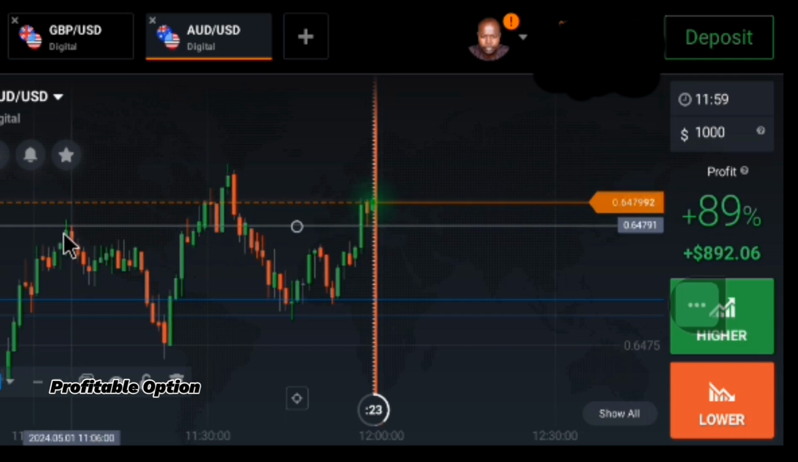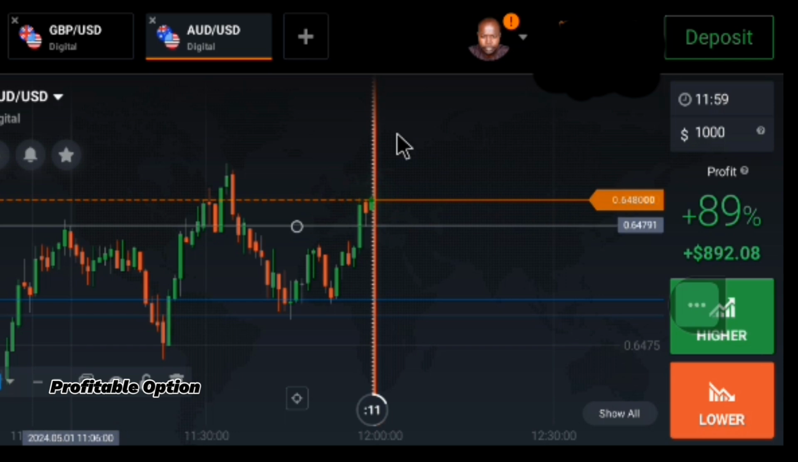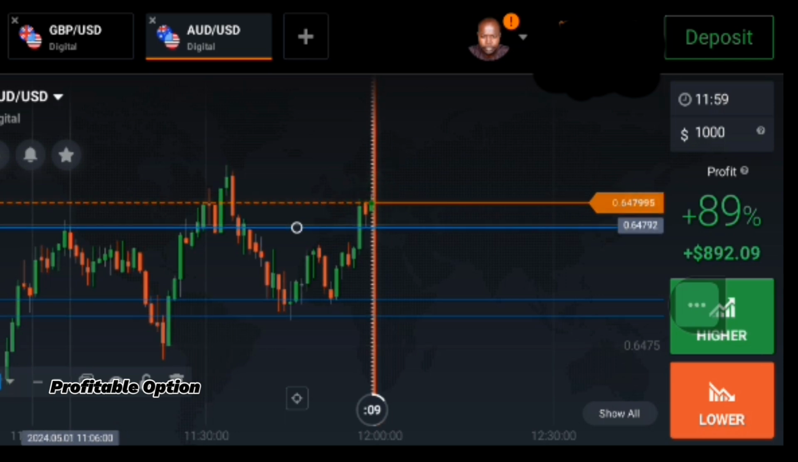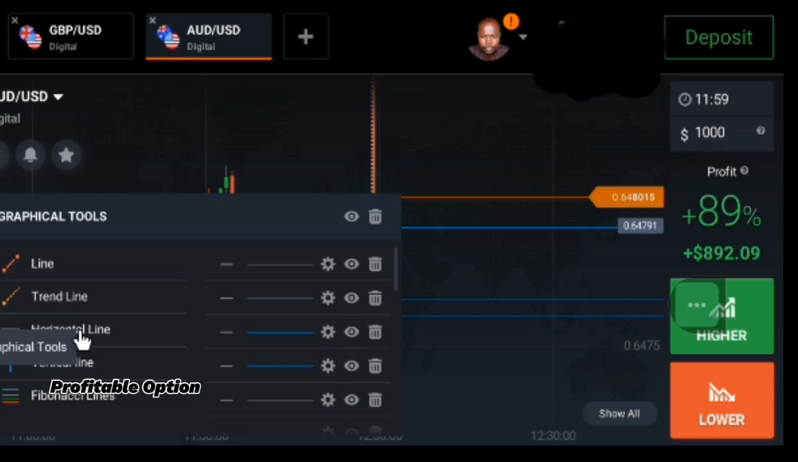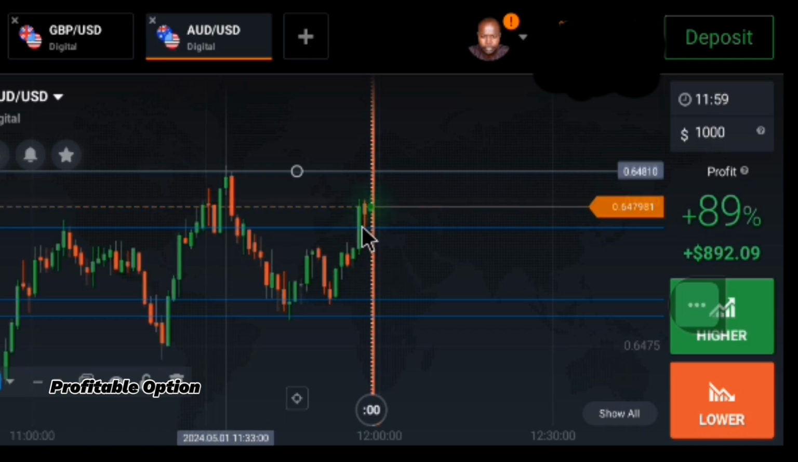Because if you go back, you see that this was a strong resistance, but the buyers pushed the price above, so it now becomes a support. All right, so there is a possibility that the price is going to reverse and continue to go up. But meanwhile, there is a resistance here, so we need to be careful of this resistance as well.